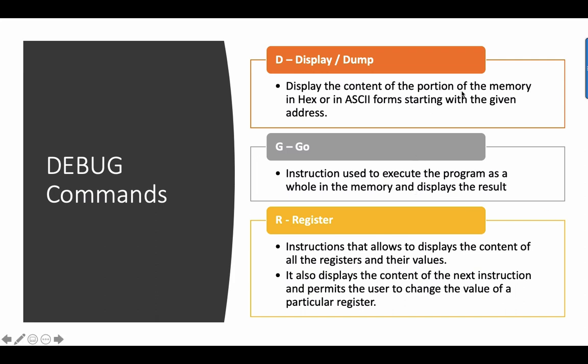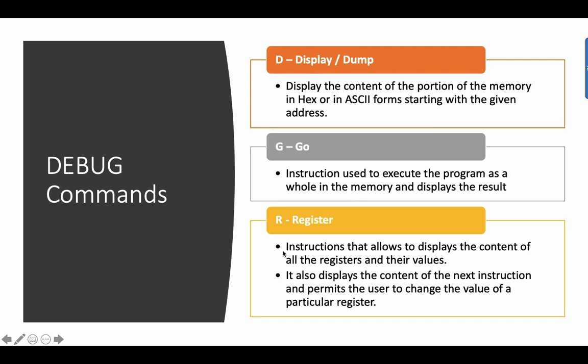The fourth command is D for display or dump, that allows us to display the content of a portion of memory in hexadecimal or in ASCII form starting from a given address. Next is G for go, that allows us to execute the program as a whole in the memory and display the result.